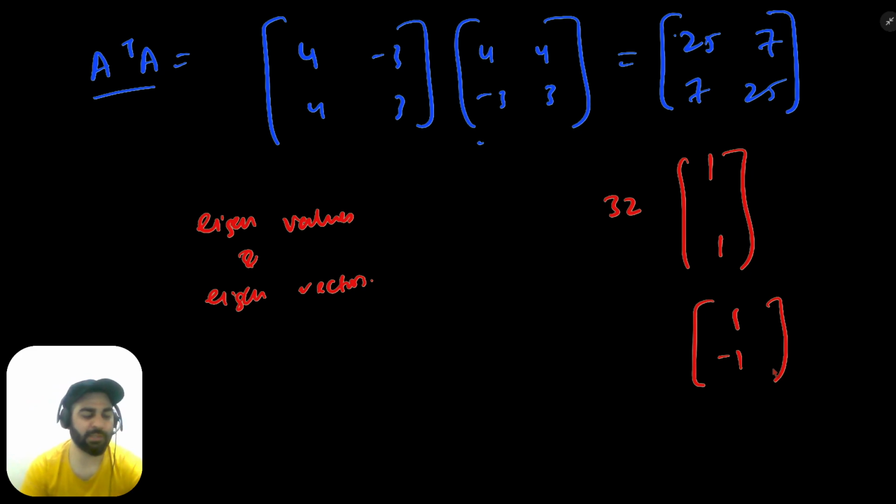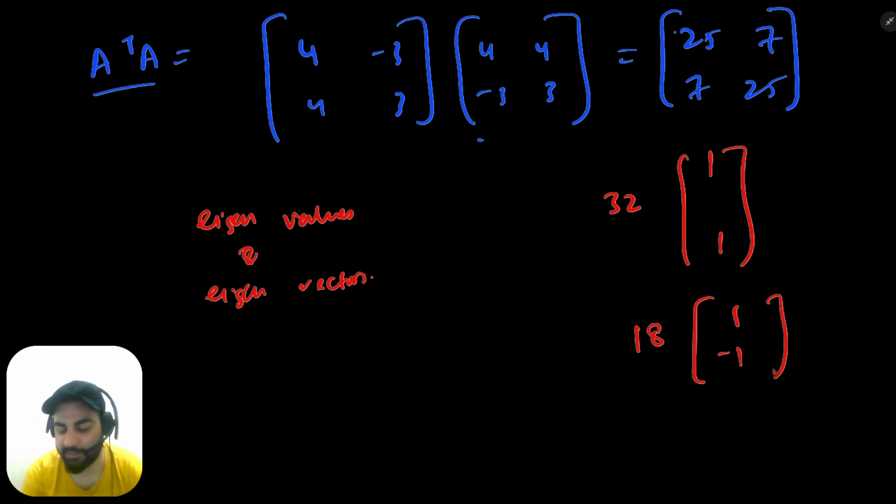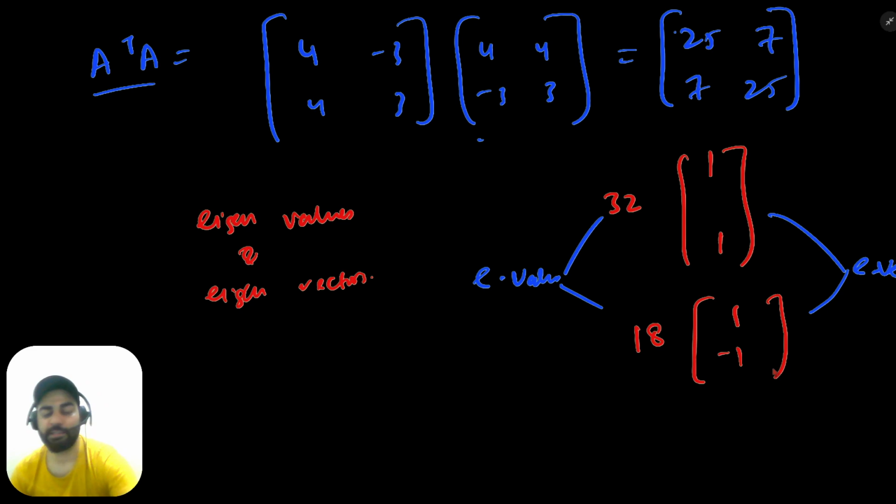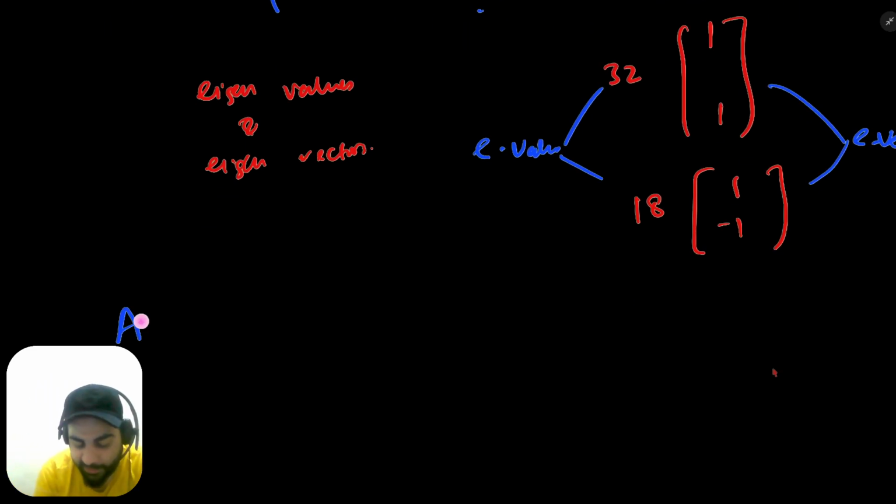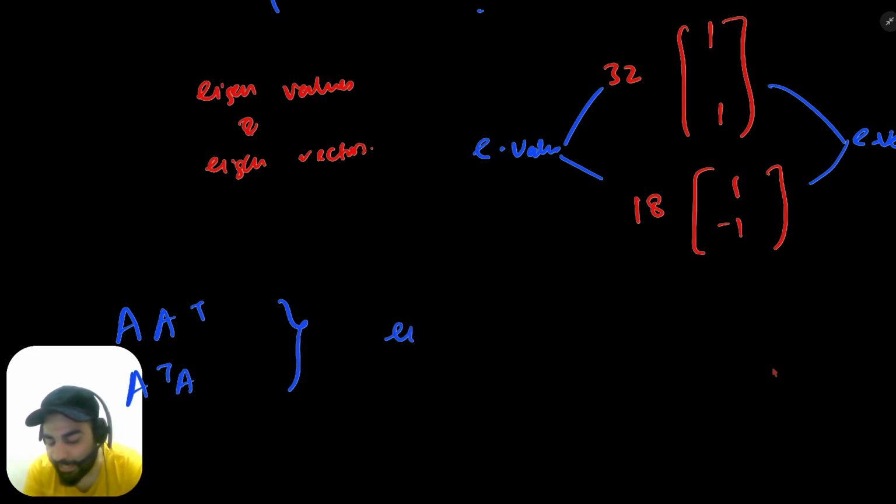How much is this? It is 18. These are the eigenvectors, and these are our eigenvalues. Okay. Now see the interesting thing. So we had A A transpose and A transpose A. So you see that eigenvalues remained as they are. Eigenvalues are the same.